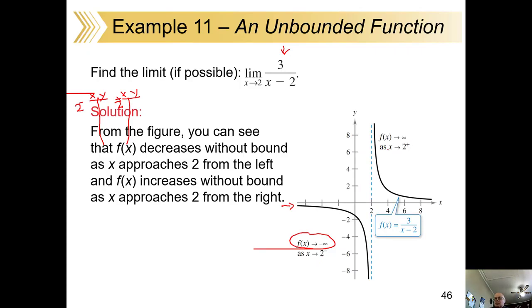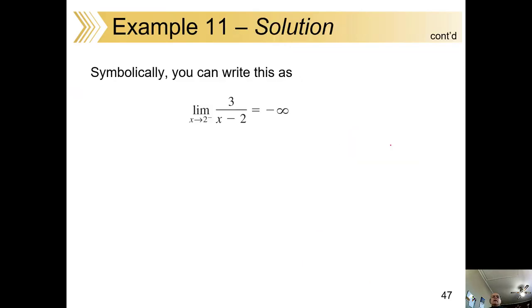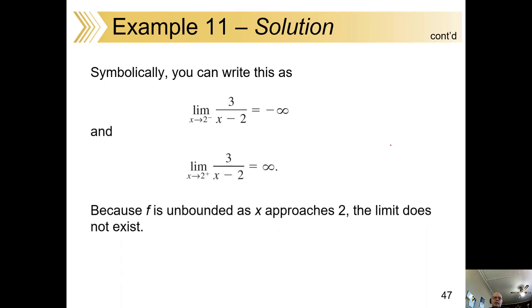On the right side, as you approach 2, f of x approaches positive infinity. A little bit of playing around and you can find out what that is. This is how we write it symbolically. Notice that the 2 don't match, so you don't have a limit. As a matter of fact, even if they did both approach positive infinity, the limit still wouldn't exist because infinity is not a number.